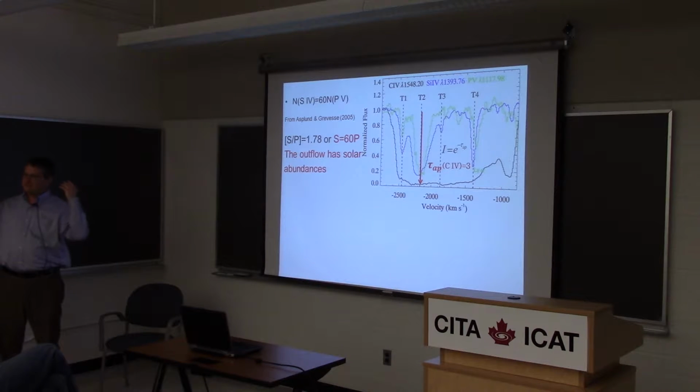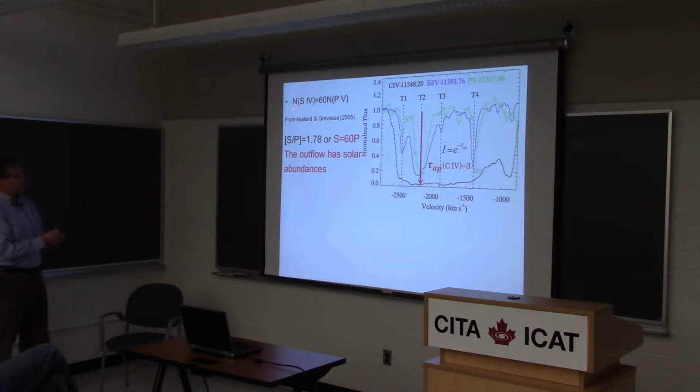So what we say is very simple. This outflow has protosolar metallicity. We just found that because we found the actual column density of sulfur-4 and phosphorus-5. So if it's protosolar metallicity, we can then go and assume that carbon is also protosolar metallicity. But carbon over phosphorus is 3.